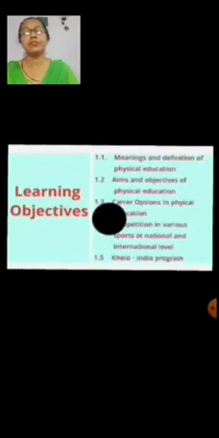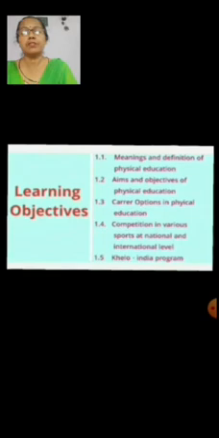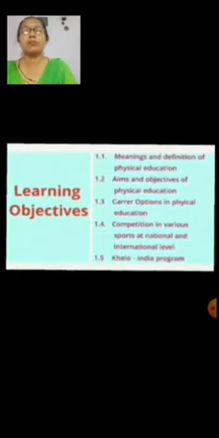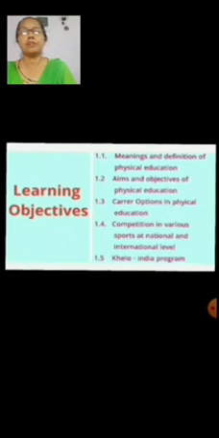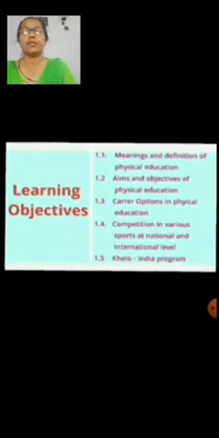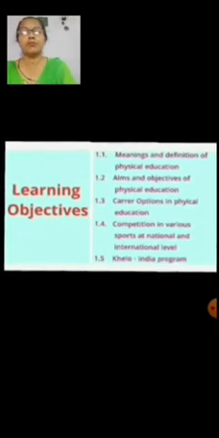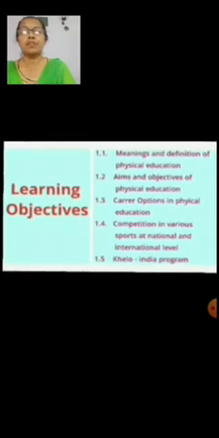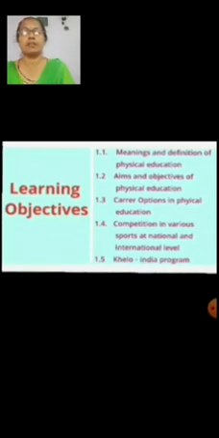The learning objectives of these lessons are: first, meaning and definition of physical education; second, aim and objectives of physical education; third, career option in physical education; fourth, competition in various sports at national and international level; fifth, the last one is Khelo India program. These are the learning objectives. Now let us see the introduction.